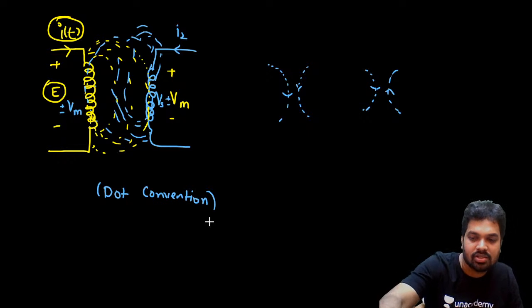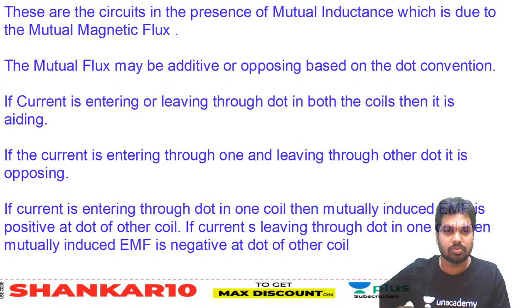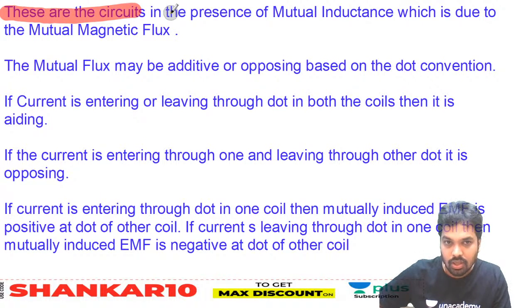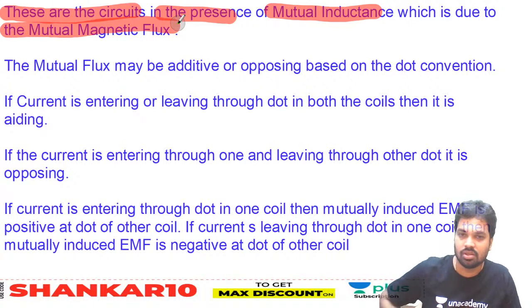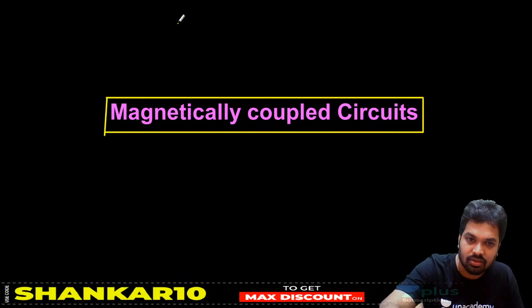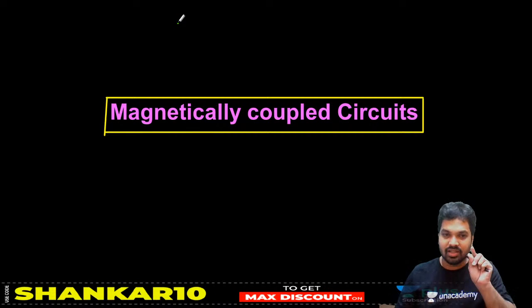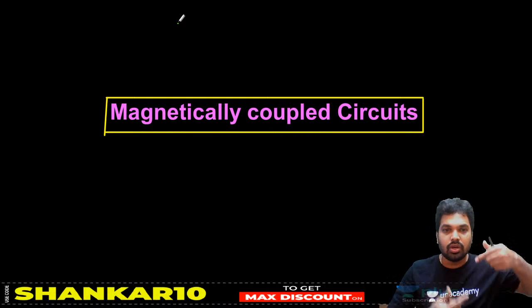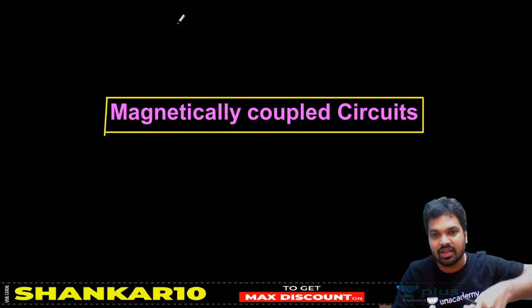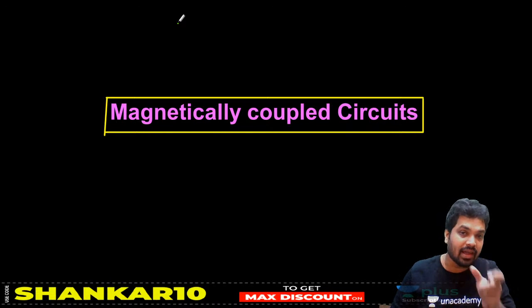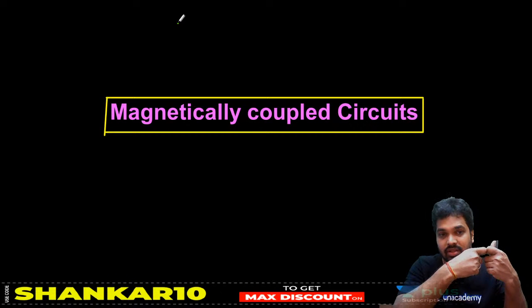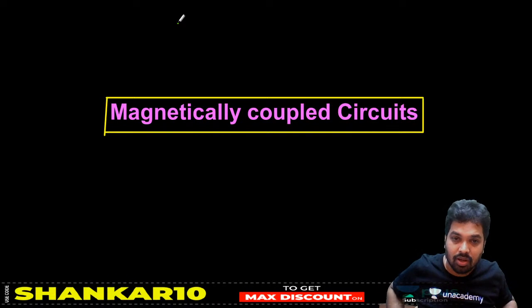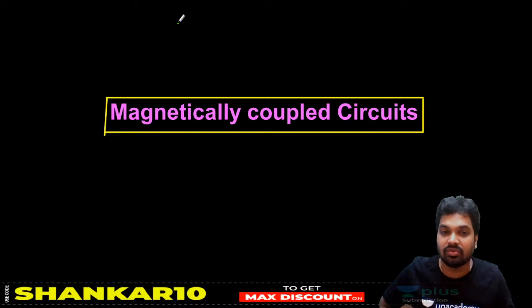So let's see these points I have added. Listen here. What is the first point? These are the circuits in the presence of mutual inductance, which is due to mutual flux. Please understand the name of the topic, magnetically coupled. For electrical coupling, you need physical connection between the wires, then only current can flow. You need a closed path. For magnetic, you need a closed path, but not a conductor closed path. That is, physically they may not touch each other. They are physically not coupled, electrically may not be coupled, but they will be touched with the magnetic lines between them.